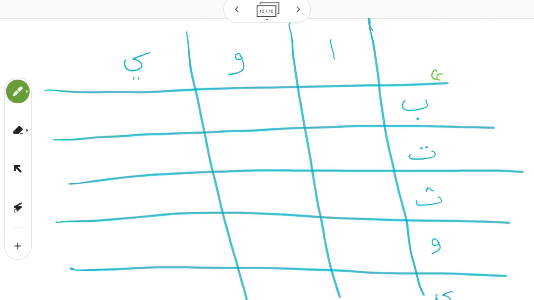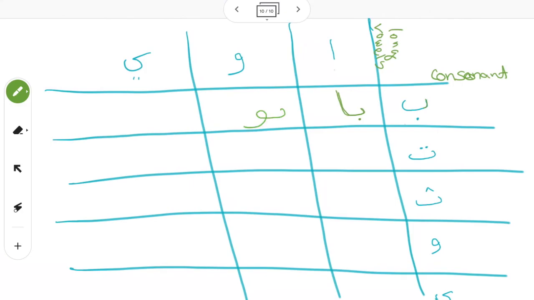So this chart is going to help you. Consonants on this side and long vowels on this side. So when you have the letter ba and an alif, what sound do you get? Ba. So when you're doing this, you're going to say to yourself, ba, alif, ba. Ba, alif, ba.